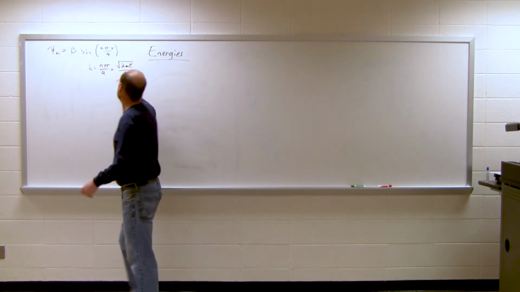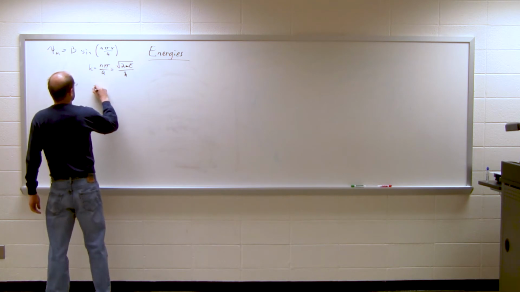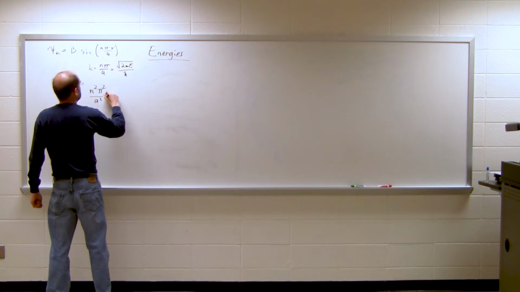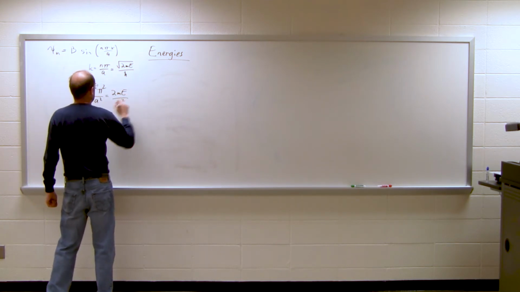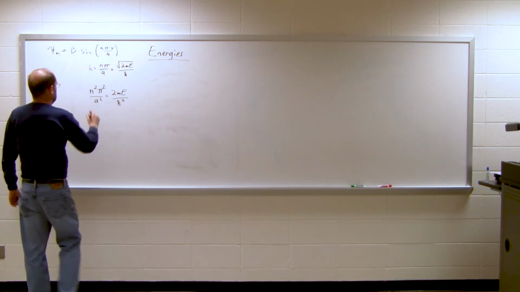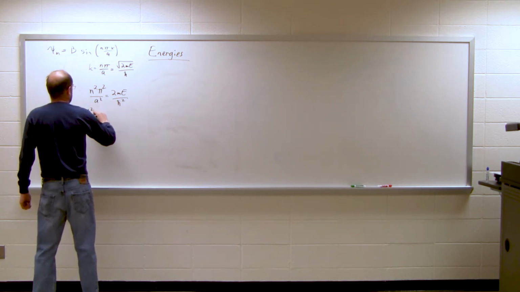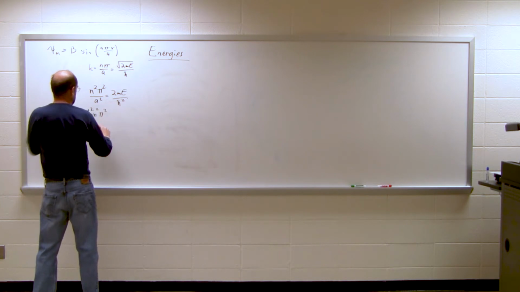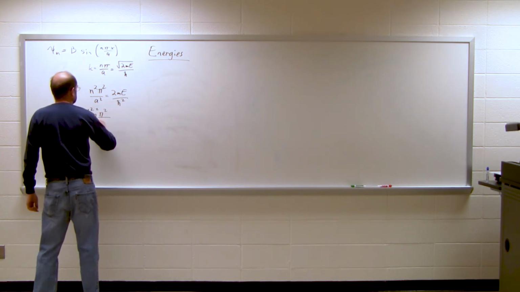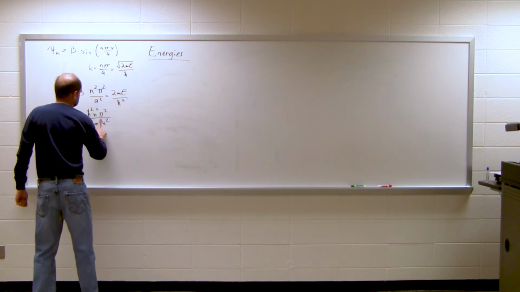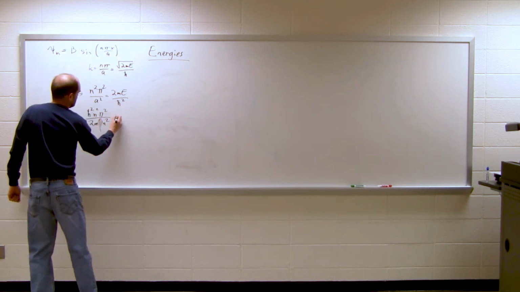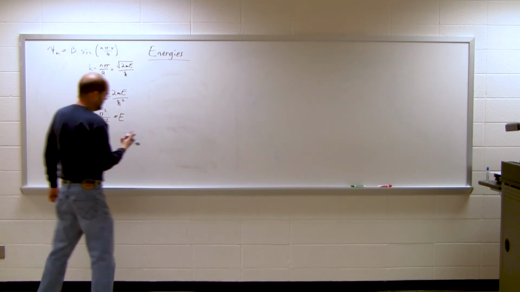Well, let's solve for E. So I'm going to square both sides. n squared pi squared over a squared is equal to 2mE over h bar squared. So h bar squared n squared pi squared over 2ma squared is equal to the energy.